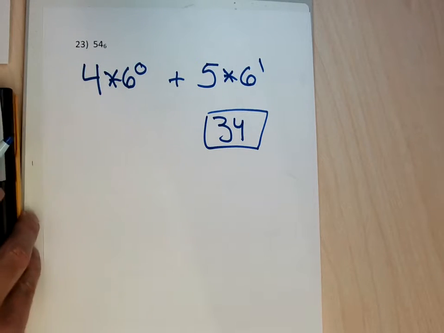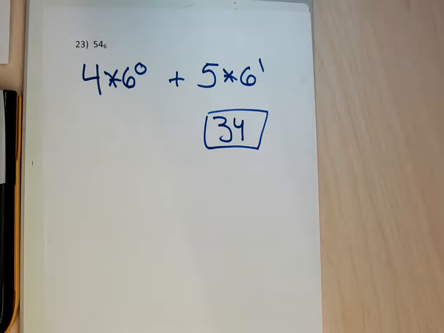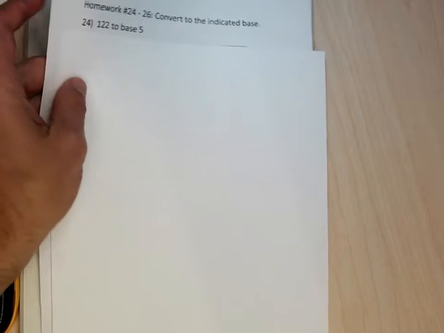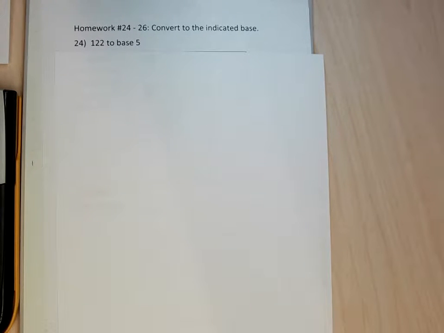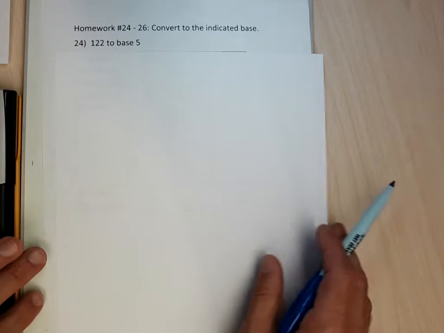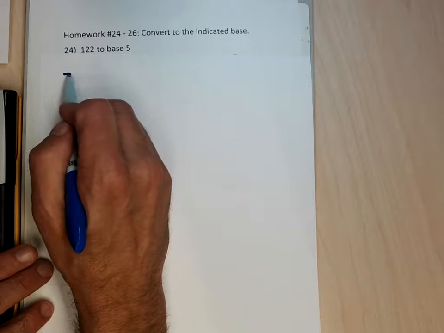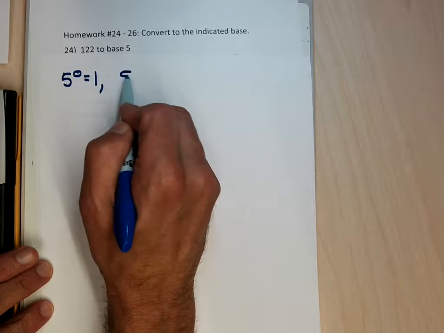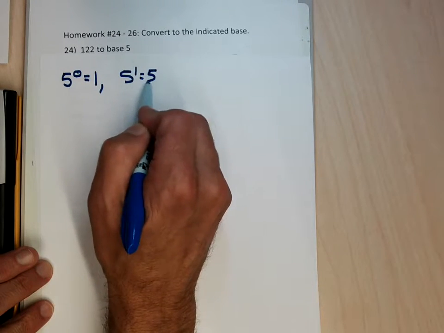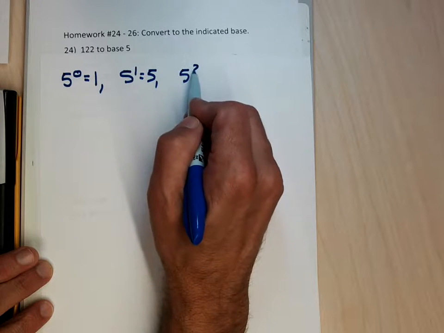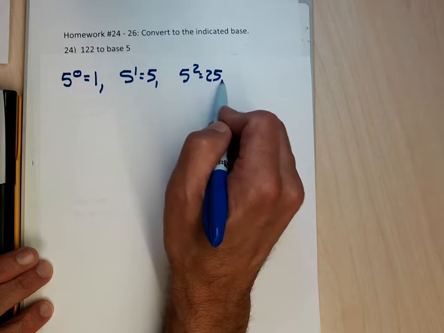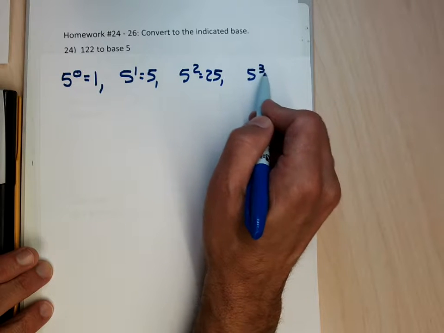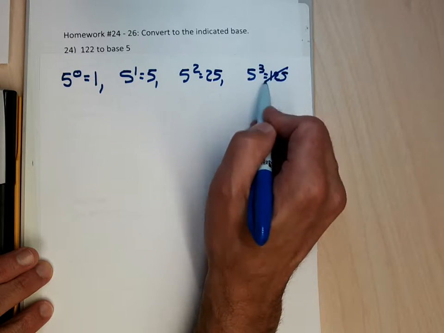The last 3 problems on the review are going the harder way, which isn't that hard. We're given a number in base 10, and we're asked to convert to another base that isn't base 10. In problem 24, I'm asked to convert to base 5, so I need to know the powers of 5 that are less than 122. 5 to the 0 is 1. 5 to the 1 is 5. 5 squared is 25. Need it. 5 cubed is 125. Don't need it.